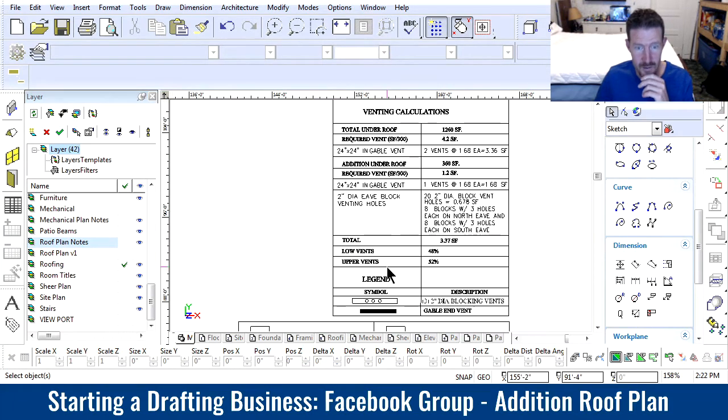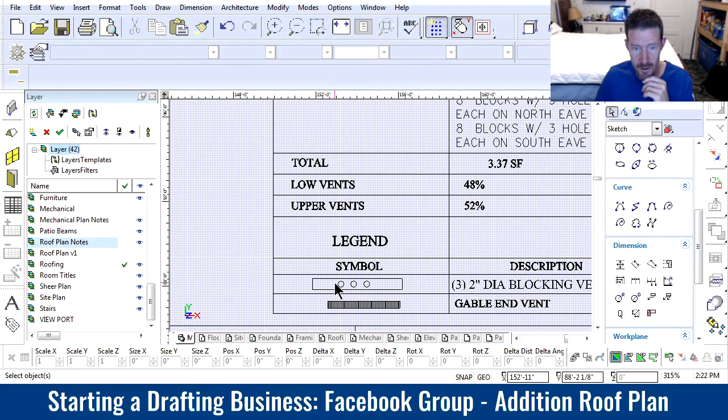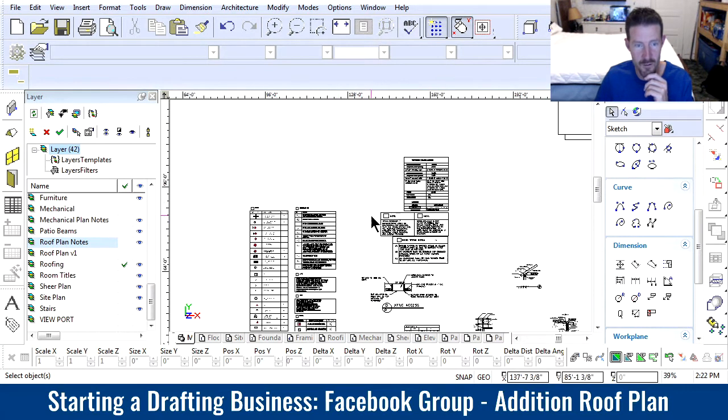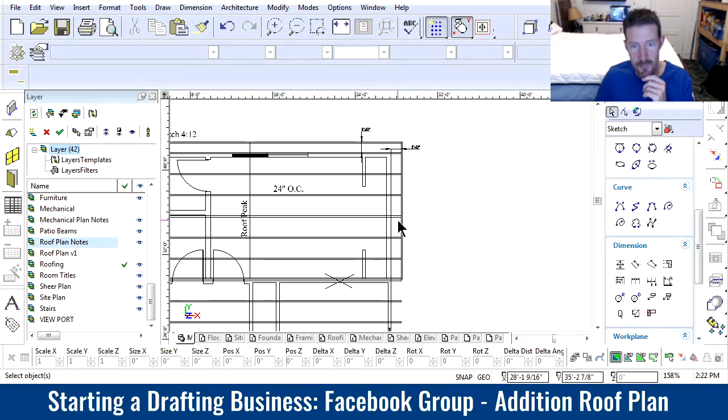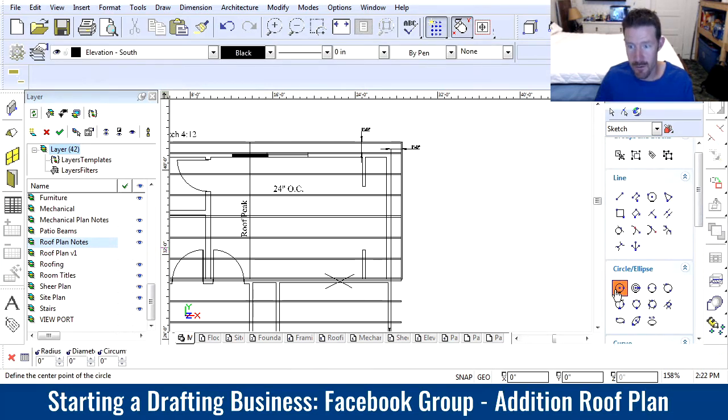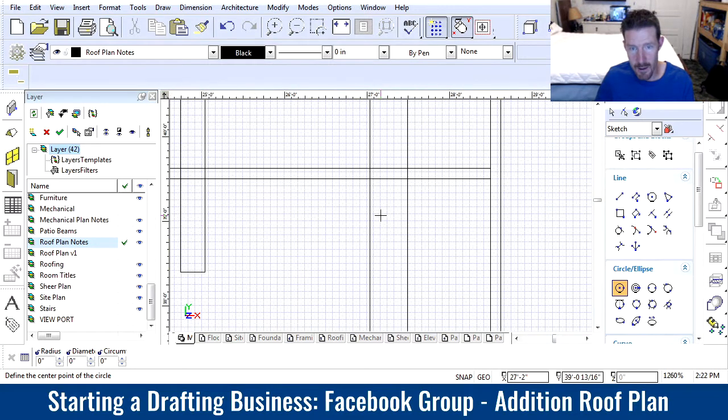Alright, so these blocking holes, they look like this, right? You got your bird blocking and you put 3 2-inch holes in them, and you just leave it like that, or you can put a mesh over that to help prevent things from crawling in your attic. So let's see, we have 1, 2, 3, 4, 5, 6. So 6 times 3 is 18. So we don't quite need to have them all full. Let's grab a circle, make sure we're on roofing or roofing plan notes, one of the two, and we're going to draw in 3 holes.